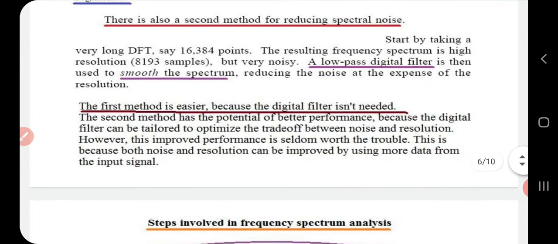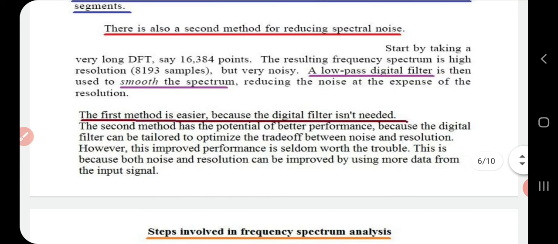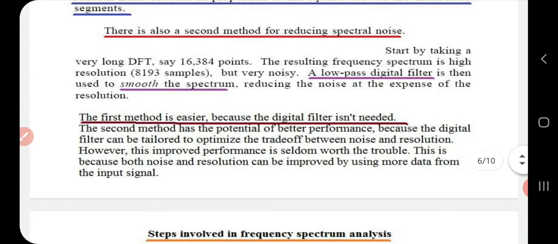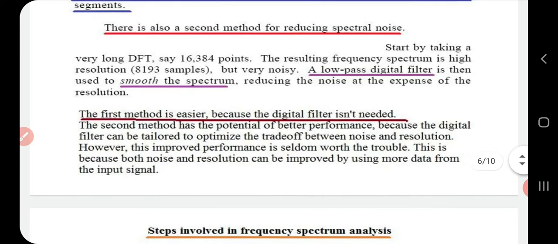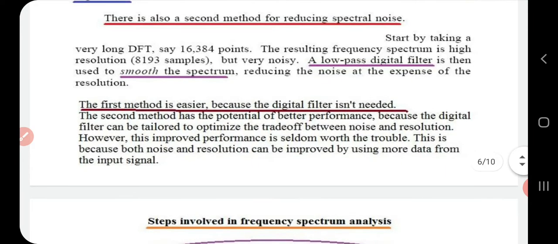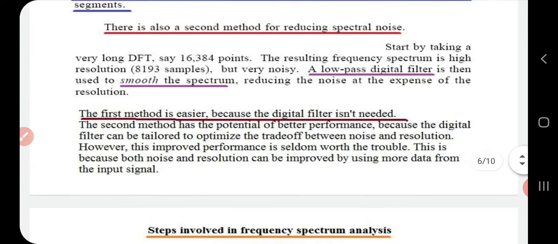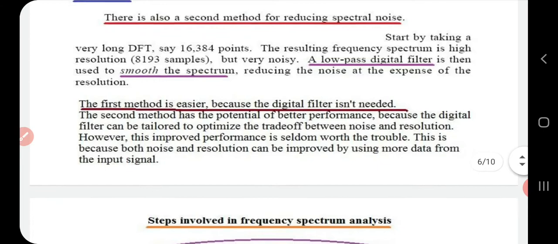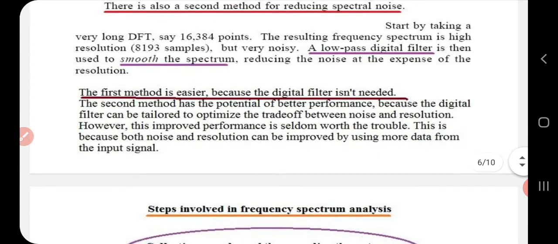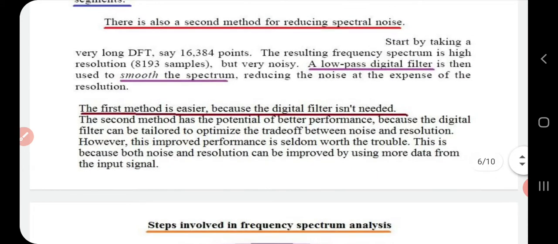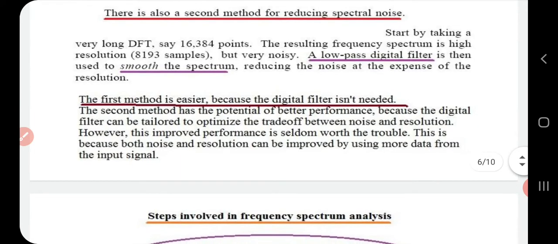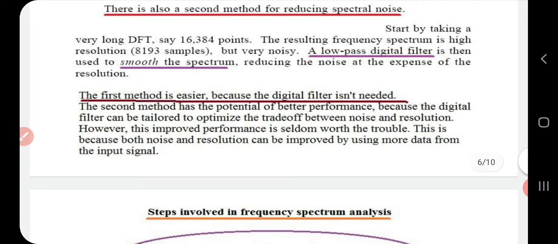The other thing is that if we are using a long DFT, definitely it will have noise. So in order to filter out that noise, we can use a digital filter. That is the second method, that is using a longer DFT, which will definitely have noise, and then filtering that noise using a filter. But the first method, instead of using that long DFT, is the procedure which I have just mentioned. That is called the first method, and that is very simple.